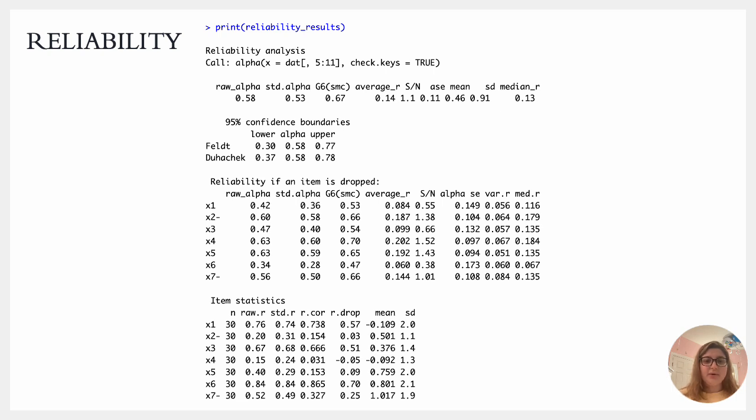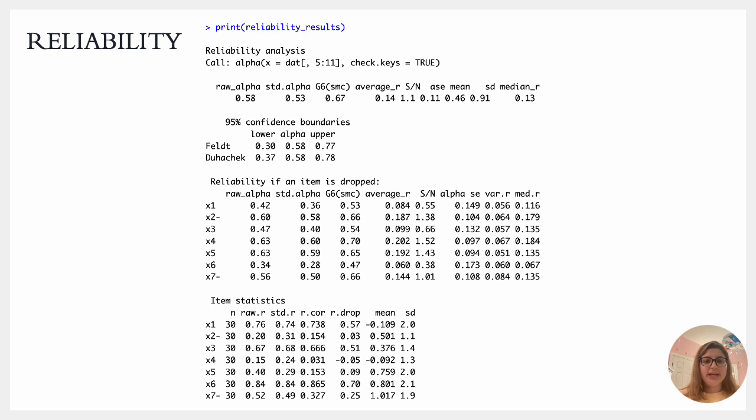Then we can look and see how dropping an item can affect the reliability, which in this case is our raw alpha. We can compare it to that number here. And we can see x2 and x7 are reversed because they have that negative next to the variable name. So we know those were reversed.